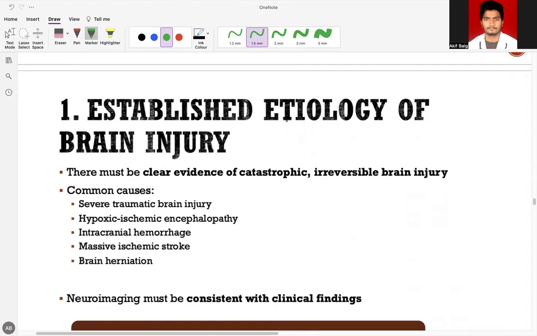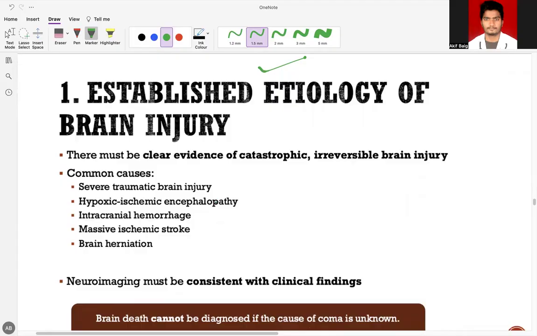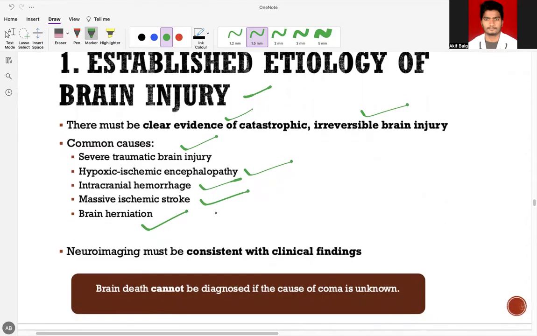First is to establish the etiology of brain injury. This is the most important part. The cause for a brain injury has to be established. There should be clear evidence of catastrophic irreversible brain injury, and common causes are traumatic brain injury, hypoxic ischemic encephalopathy, intracranial hemorrhage, massive ischemic stroke, and herniation of the brain. Neuroimaging, if done, should be consistent with these clinical findings. And a point to be noted is that brain death cannot be diagnosed if the cause of coma is unknown.